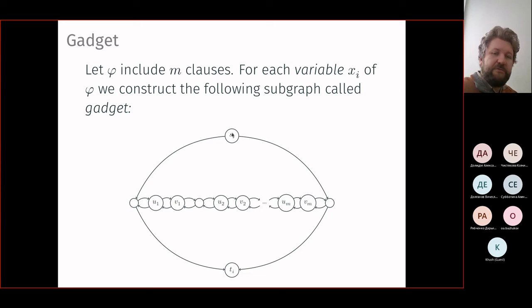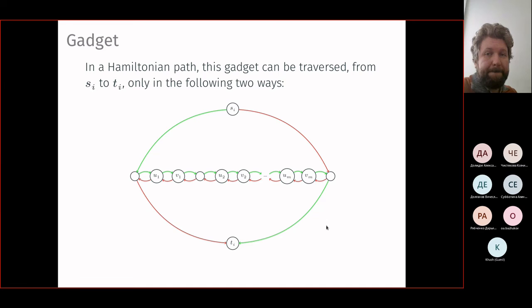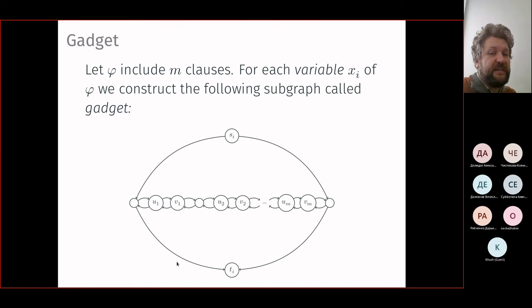And here we see that the source has links to these two specific vertices. And inside we have 2M vertices, called U1, V1, U2, V2, up to UM, VM, which are interconnected in both directions. And then the first and last vertices are connected to T, but the middle ones are not. This is a gadget. So how can you traverse this gadget using your Hamiltonian path from Si to Ti?